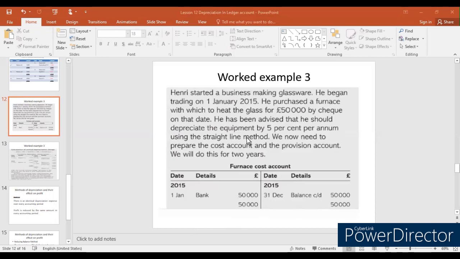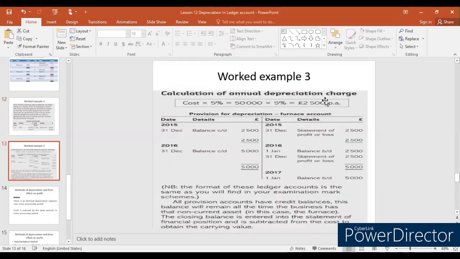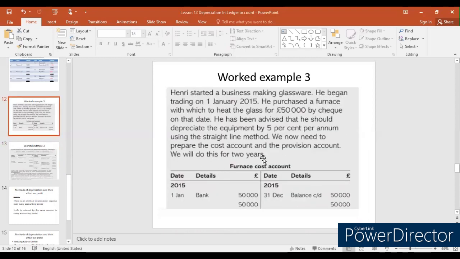But now the important thing is to find the depreciation. How do we calculate depreciation? Based on the straight line method, the percentage is given. Then you can easily find it: cost multiplied by the percentage. Cost is 50,000 times 5%, so 2,500 is your depreciation. And the question is asking us to prepare the provision account for 2 years.